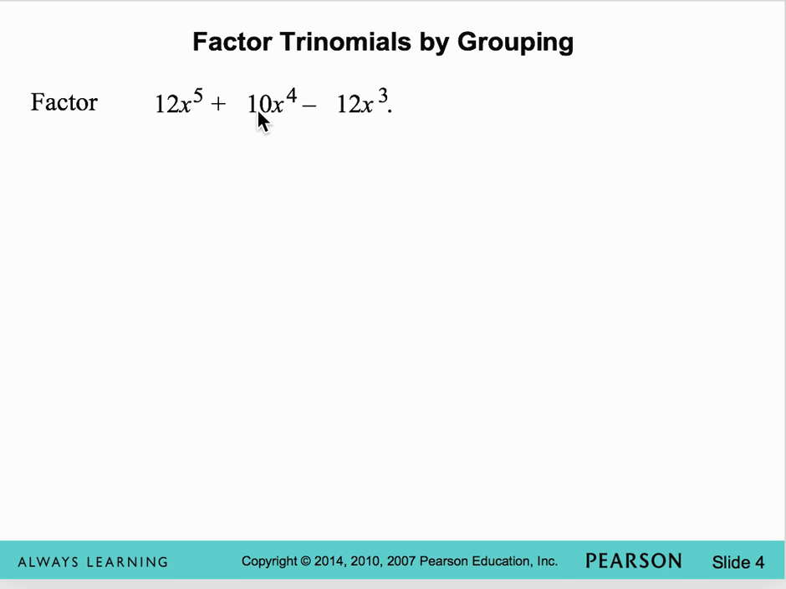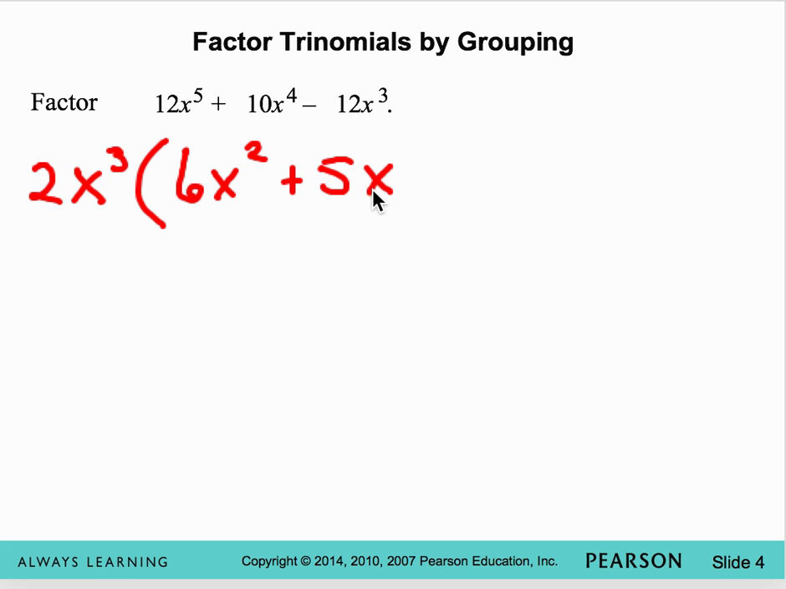out of there. So all the numbers are divisible by 2. And they all have at least an x cubed. Okay, so 12x to the 5th, factor out 2x cubed. That's going to leave 6x squared. 10x to the 4th, factor out 2x cubed. That's going to leave plus 5x. And then minus 6, right?